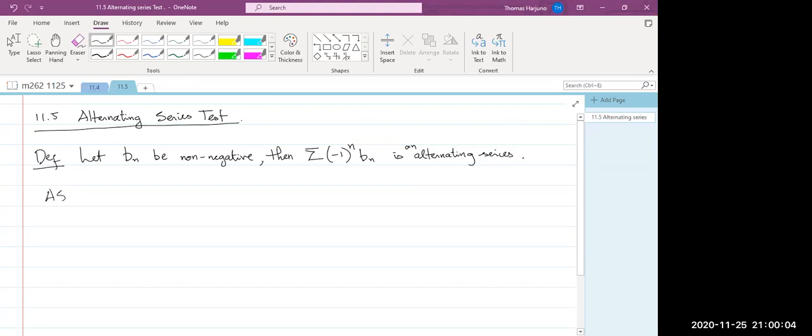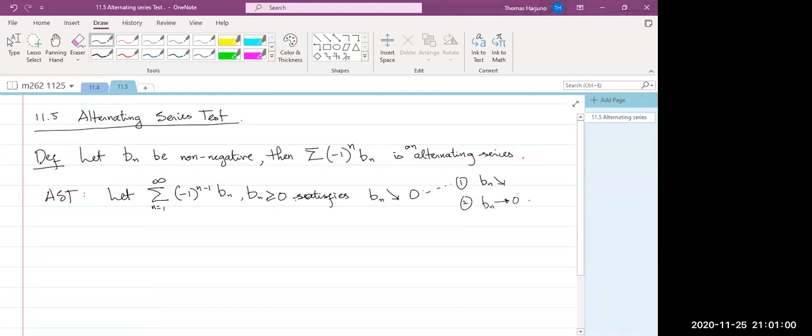Now, the alternating series test says the following. Let the series sum of (-1)^(n-1) b_n be, of course, an alternating series, where b_n is non-negative, and b_n is decreasing down to zero. So implicitly, there are two things here. First, this term has to be decreasing. Second, the limit is zero. Then the alternating series is convergent.